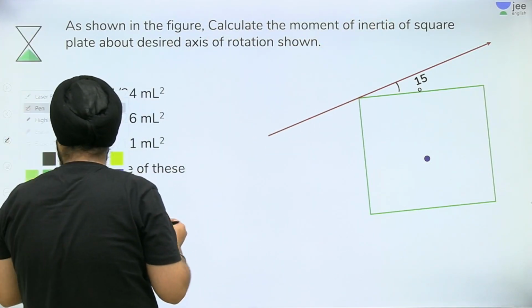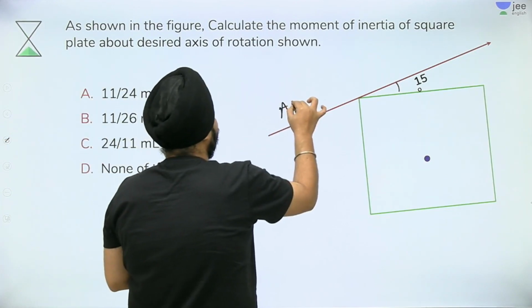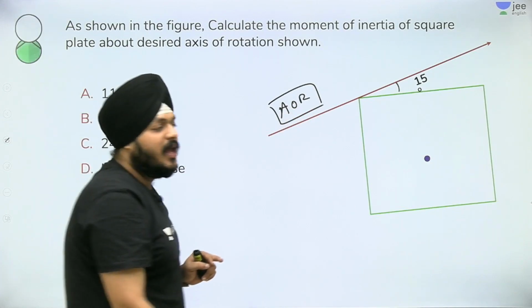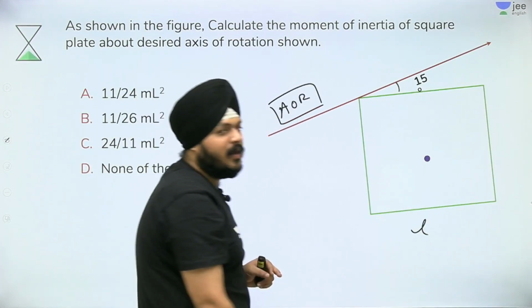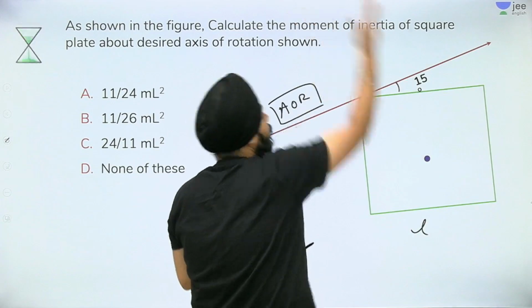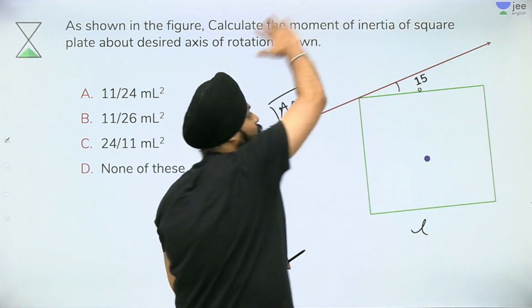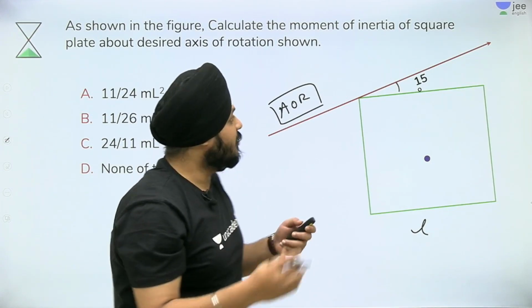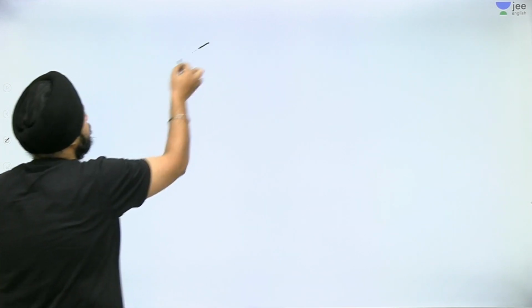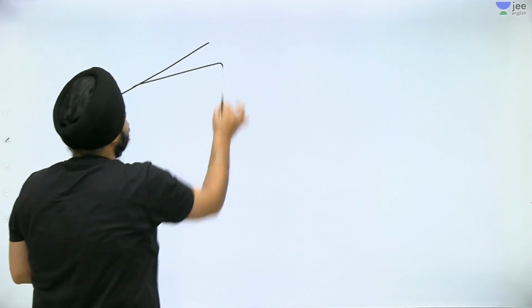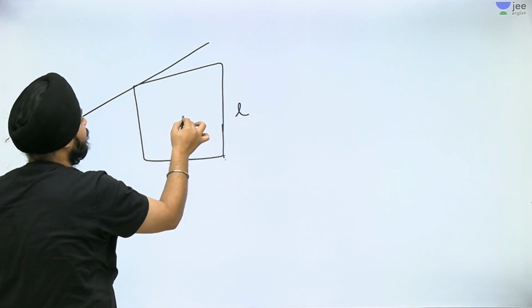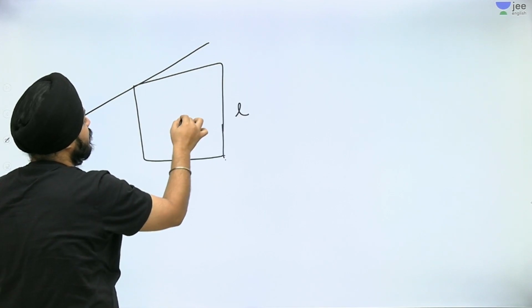See, this is the desired axis of rotation about which we have to find the moment of inertia of this square plate. Can we consider the length of the square plate as L? Entire plate is rotating this way. Okay, so let us solve this. In this case there is a very different situation. Suppose this is a square plate of length L, and this is its center of mass.